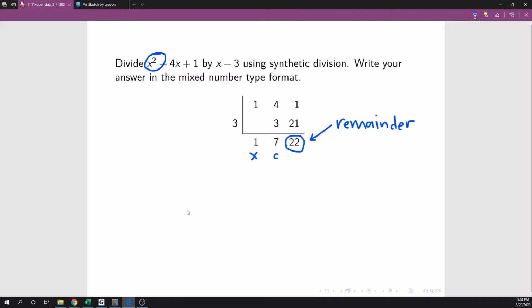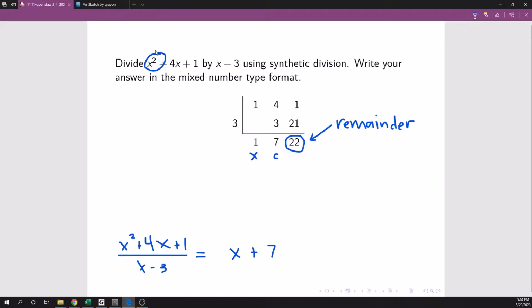So x squared, our original problem, was x squared plus 4x plus 1 over x minus 3. And so here this will be 1 times x, which I'm just going to write as x, plus, and then this is the constant term 7.